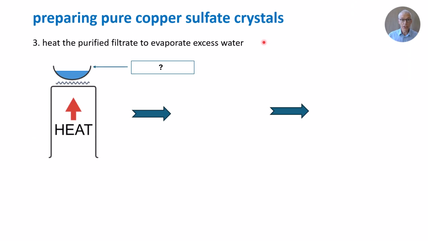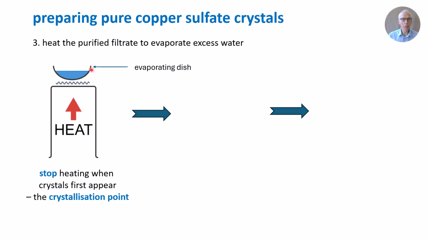So the third step is to heat the copper sulfate solution, the filtrate, to evaporate excess water. So here is our diagram. What is the name of this piece of apparatus which is holding the copper sulfate solution? Okay, it's an evaporating dish. A further detail, often questioned on paper 6, when do you stop heating? It's when crystals first appear on the sides of the evaporating dish. It's called the crystallization point.